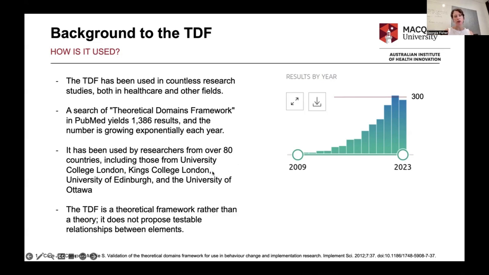It's important, though, to remember that this is a theoretical framework rather than a theory itself. It does not propose testable relationships between elements. It just helps you decide what those elements might be, and then it's up to you to go the next step after that.